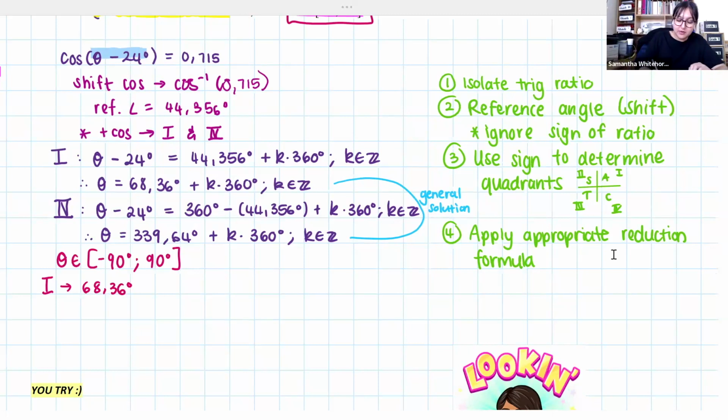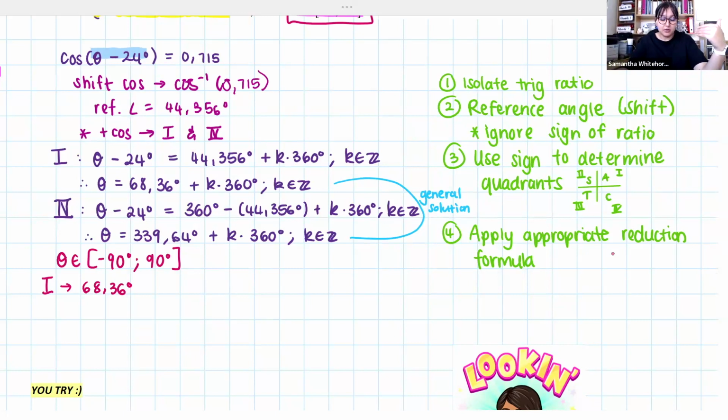To now get the rest of them, I use that plus k times 360. So I'm going to keep adding 360 or subtracting 360, however many times, to get all solutions within the domain that I've been given. Now, obviously, if you say 68,36 plus 360, you're falling way outside the maximum of 90 degrees. So we don't have to add.